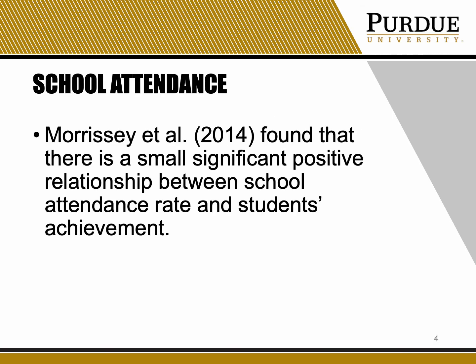School attendance is another important variable to predict schools' achievement. In a longitudinal study, Morrissey et al. in 2014 found that there is a small significant positive relationship between school attendance rate and students' achievement, and claimed that there is still a need for more studies investigating how strong this relationship is in different educational levels and contexts.